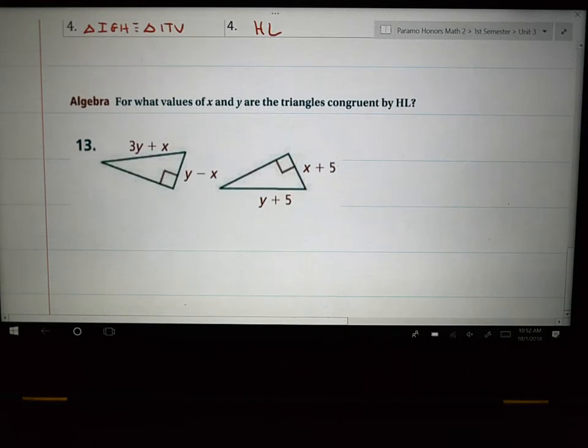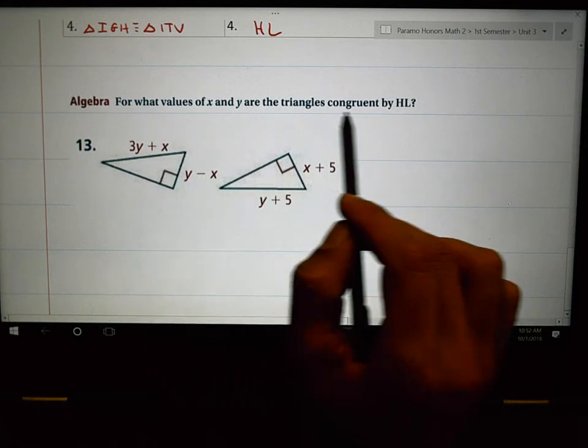The last example I have for you is number 13. The reason why I have number 13 highlighted for you is because it involves something that you probably haven't done since last year, called systems of equations. It says on number 13, for what values of x and y are the triangles congruent by HL?